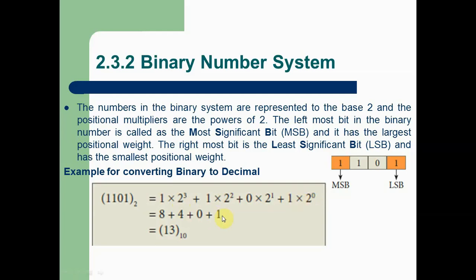So 1 into 1, 1. 2 power of 1, 2, 2 into 0, 0. 2 power of 2, 4, 4 into 1, 4. 2 power of 3, 8, 8 into 1, 8, and then add the numbers. So the final result is 13. This 13 is the equivalent decimal value for the binary number. So this is the simple method to convert any binary number into a decimal number.